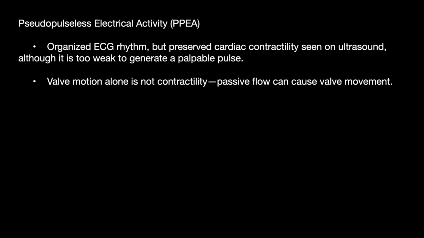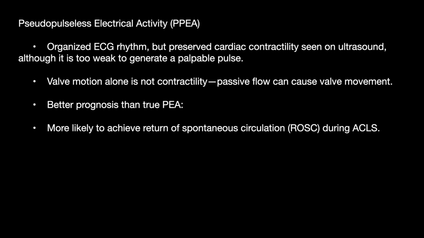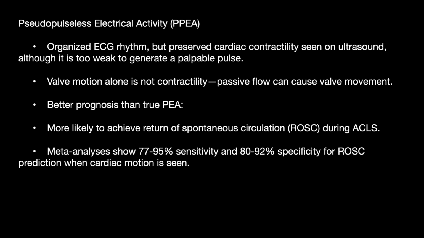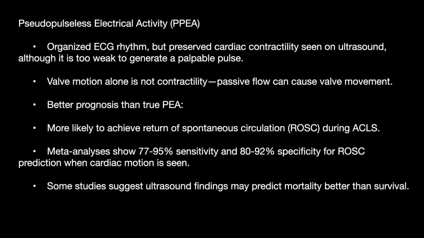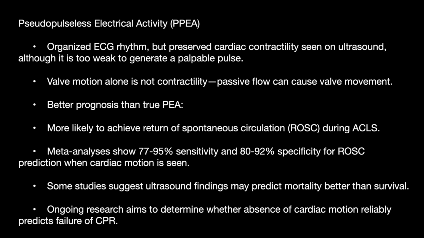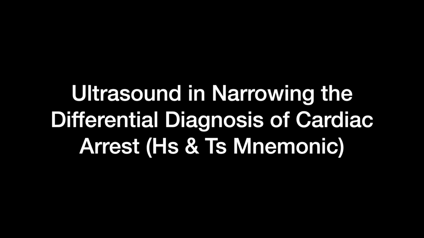The valve motion alone is not contractility. Passive flow across the valve movement can be seen. It has a better prognosis than true PEA, and is more likely to achieve ROSC during ACLS. Meta-analysis shows there is 95% sensitivity and 92% specificity when cardiac motion is seen. Some studies suggest ultrasound findings may predict mortality better than survival. Ongoing research aims to determine whether absence of cardiac motion will reliably predict failure of CPR.